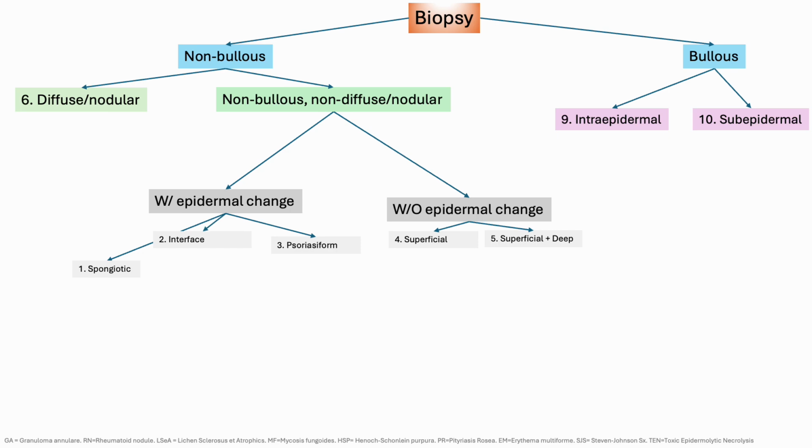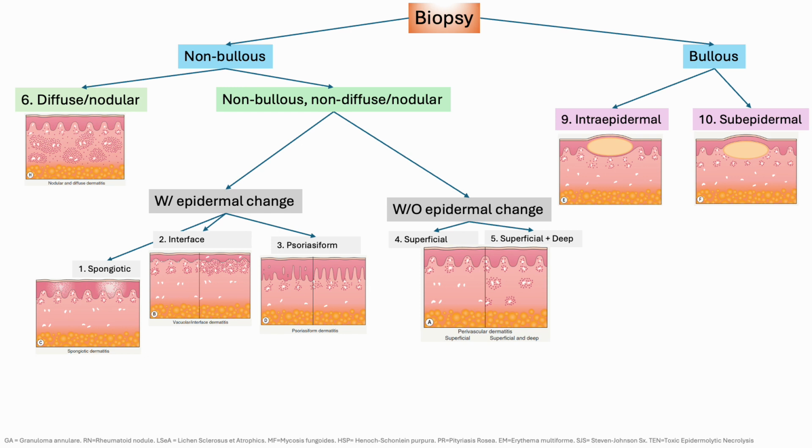The first question I would like to ask you is, are they looking for a bullous disorder or non-bullous disorder? If your answer is bullous disorder, that's fine. That's not in our discussion today. This will be the topic for the next month. Now we are focusing on the non-bullous disorder. And in the non-bullous disorder, if the inflammation is shown here as diffuse and nodular, we have a pattern. We call this number 6, diffuse and nodular dermatitis.